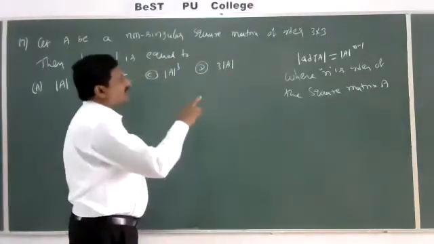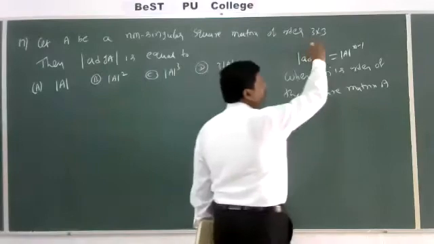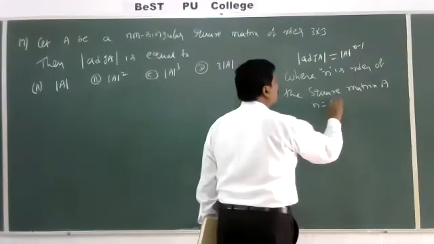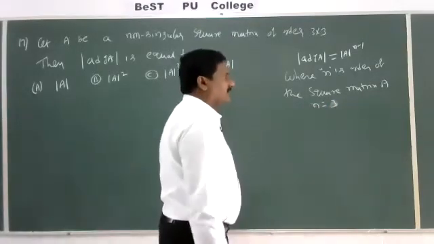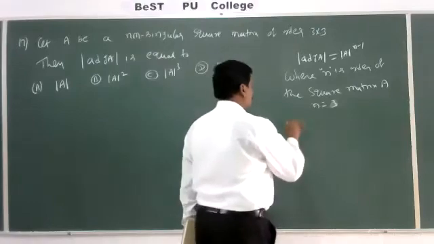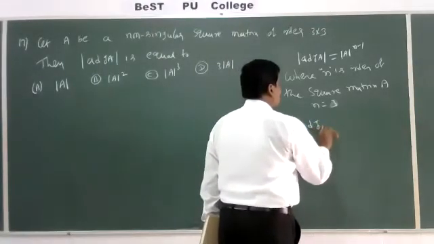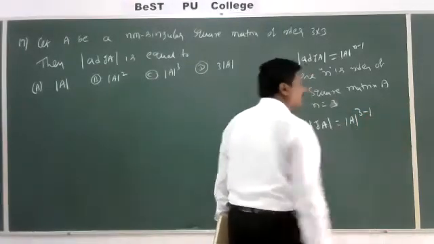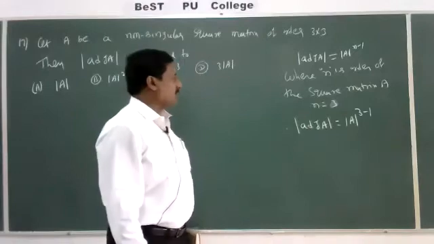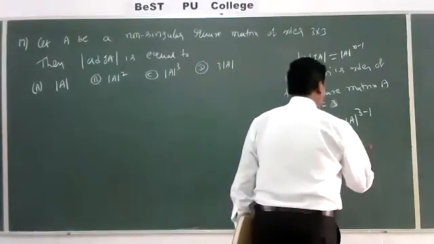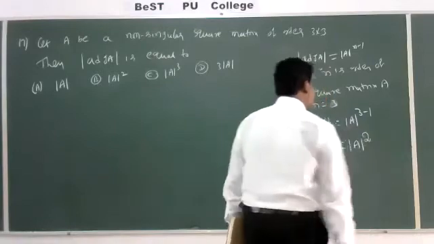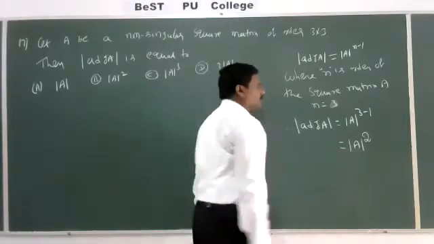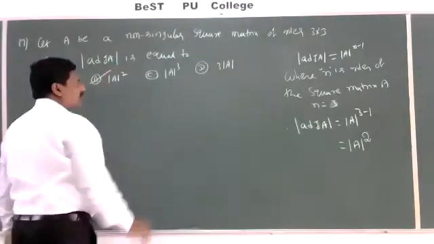Here the square matrix of order is 3 by 3. That means n value is 3. Therefore, determinant of adjoint A equals det A whole power 3 minus 1, that is, det A whole square. Therefore, the answer is det A whole square.